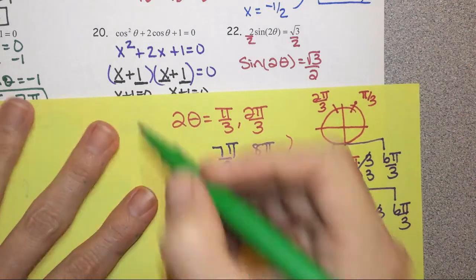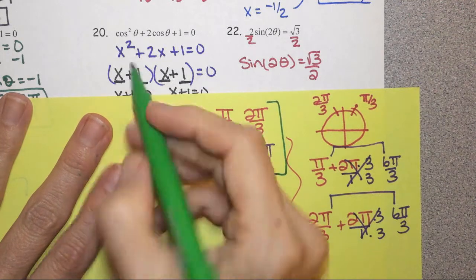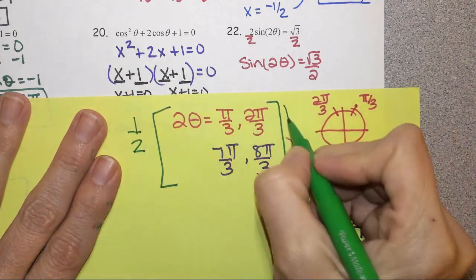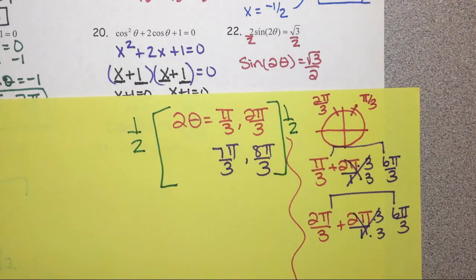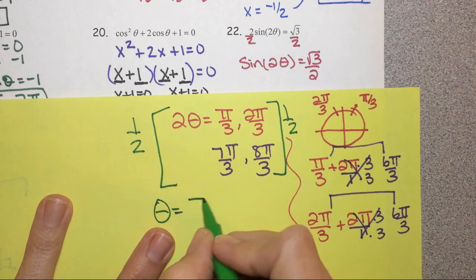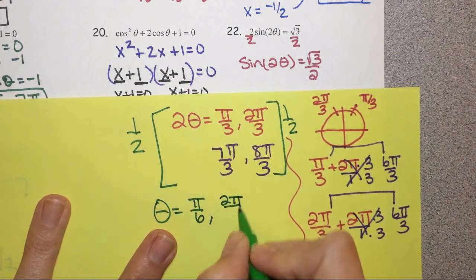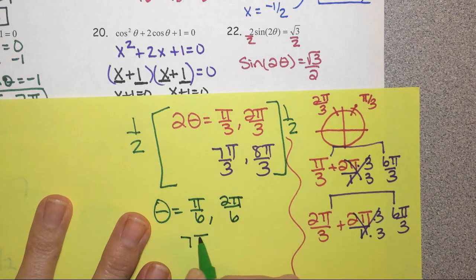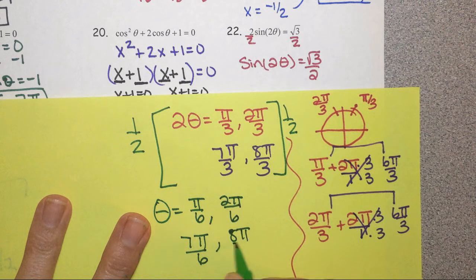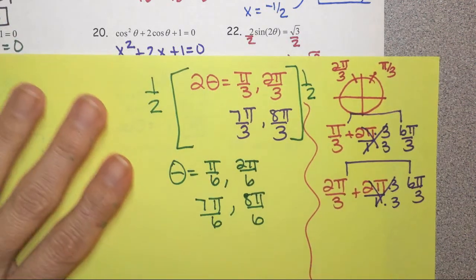Okay, once you get to here, you have to remember to multiply everything by the reciprocal. The reciprocal to 2 is 1/2. So everything's going to get multiplied by 1/2. The tops are going to get multiplied by 1. The bottoms are going to get multiplied by 2. So theta is going to equal pi over 6, 2 pi over 6, 7 pi over 6, and 8 pi over 6. And there's 2 of these that can be reduced, so I have to reduce them.